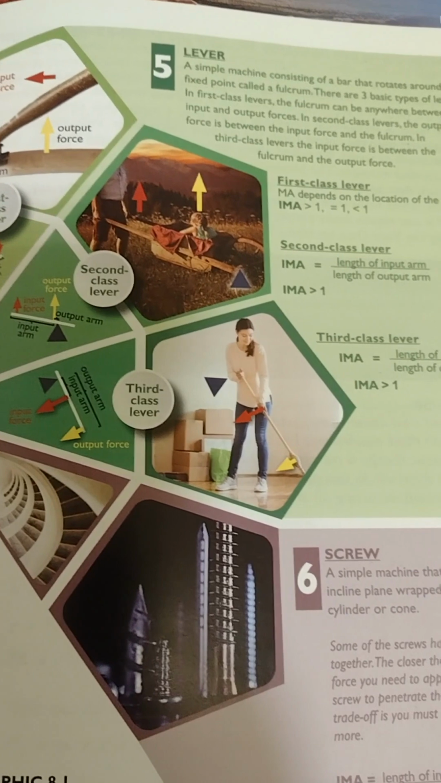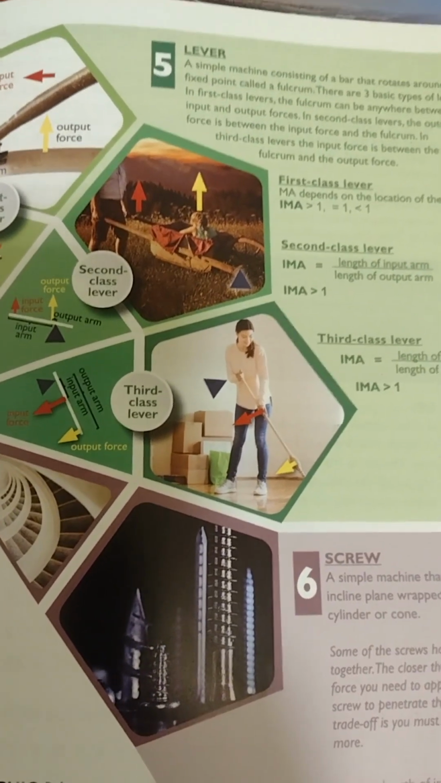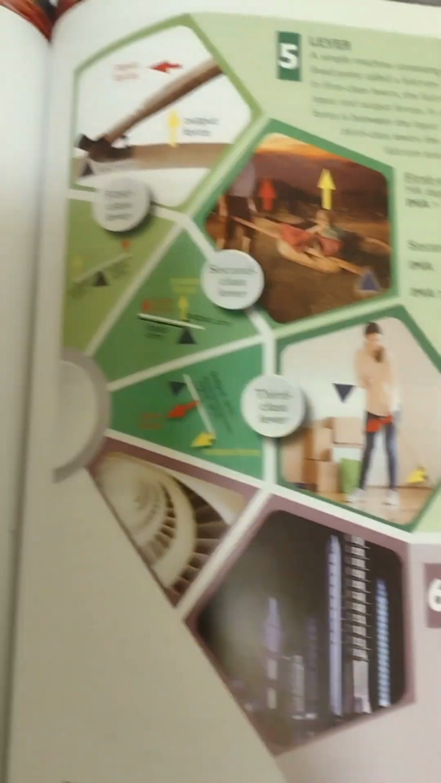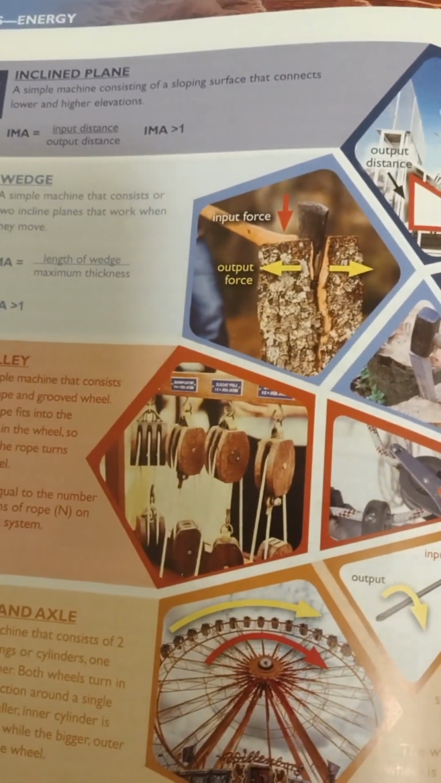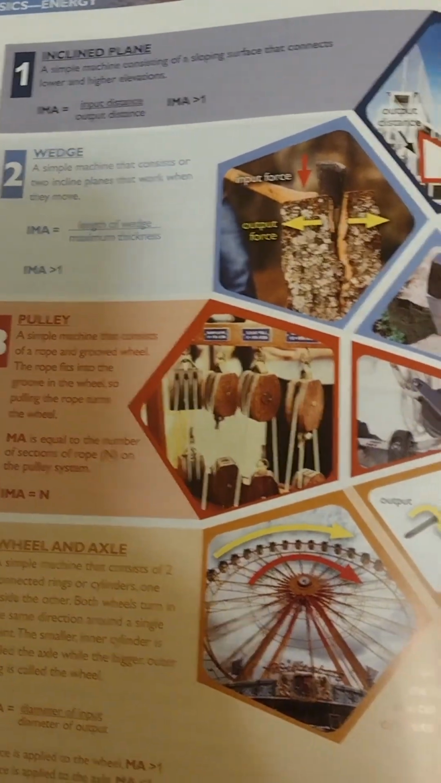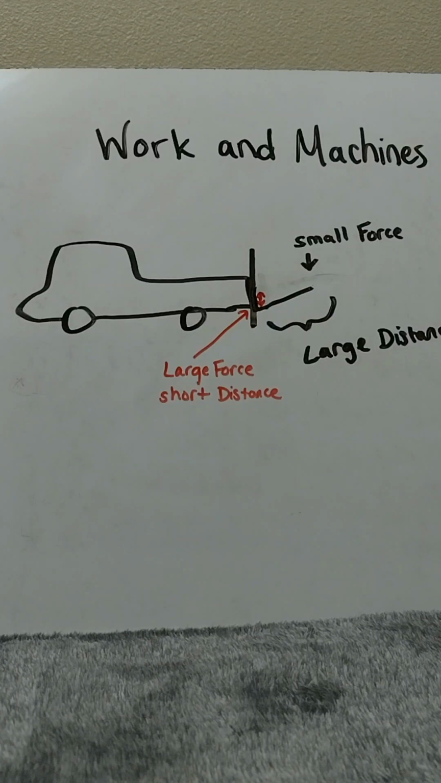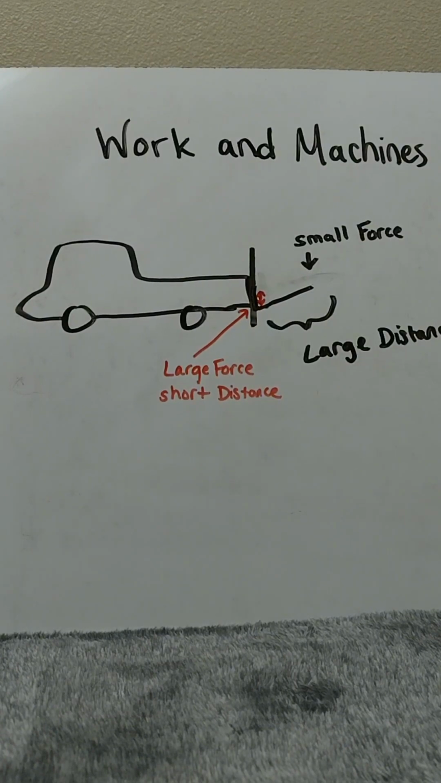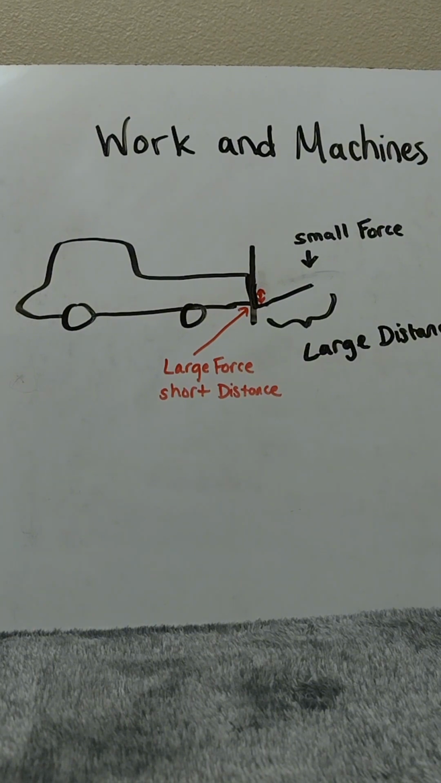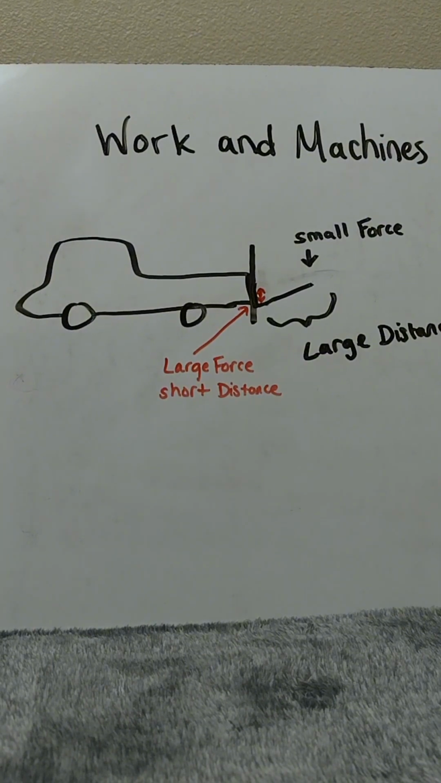The next section talks about work and machines, and on page 302 and 303 of your book, it has different kinds of machines. So it's got levers, it's got screws, it's got inclined planes, wedges, pulleys, wheels, and axles. So just study this. Machines are useful in basically 2 ways. Machines can make work easier by magnifying the force that you apply, or by changing the direction of your force. So machines don't actually change the amount of work, but they make the work easier by changing the force or the distance.